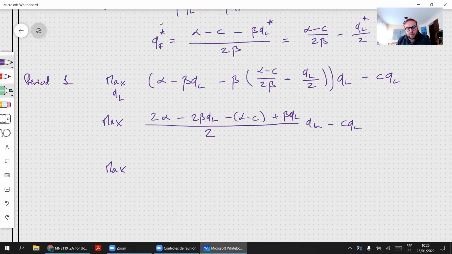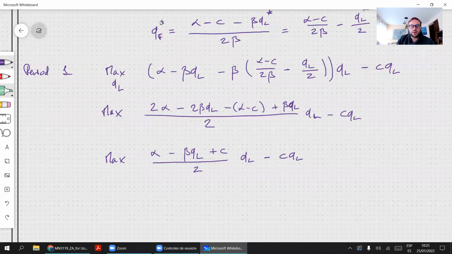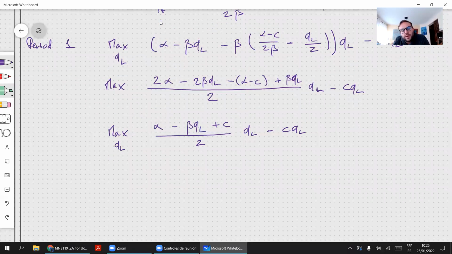And then there are some simplifications again. So I have 2 alpha minus alpha, I get an alpha. Then I get minus 2 beta QL plus beta QL. So this is minus beta QL. And then I get a plus C divided by 2 QL. I'm going to write it a little bit better. So this is alpha plus C divided by 2 QL minus beta QL squared, minus C QL. Okay, we got it. So this is sufficiently simplified, and so this is the hard part.